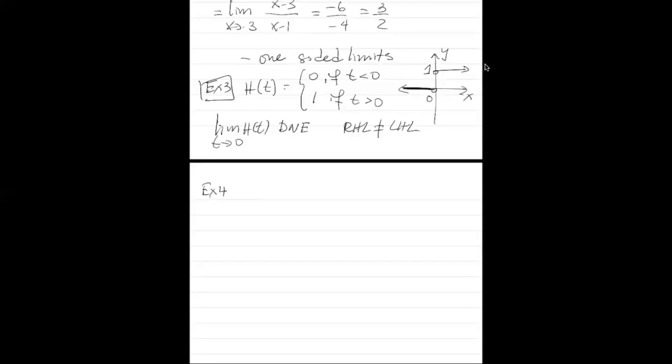Example 4, limit of 4 minus v over absolute value of 4 minus v. v approaches 4 from the right. So now you have to be careful. You cannot cancel. You have absolute value. So every time you have absolute value, you have to consider the piecewise function.